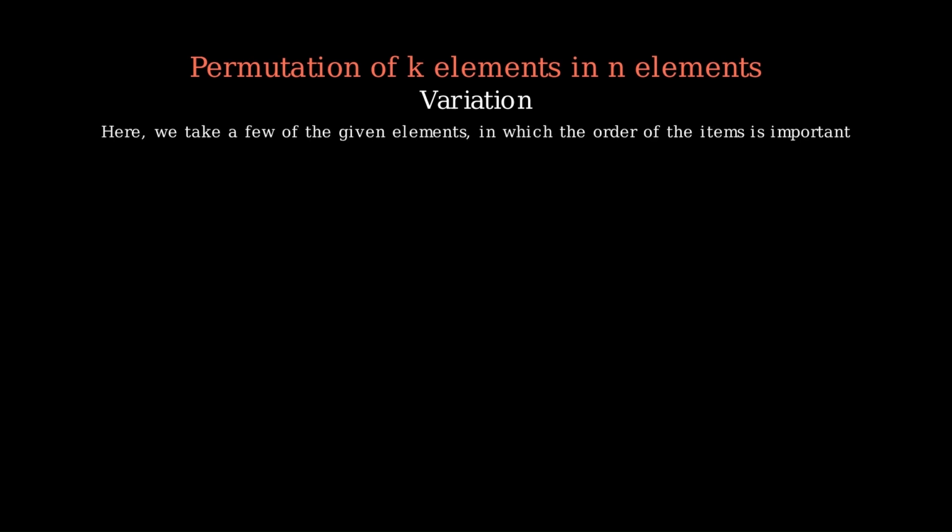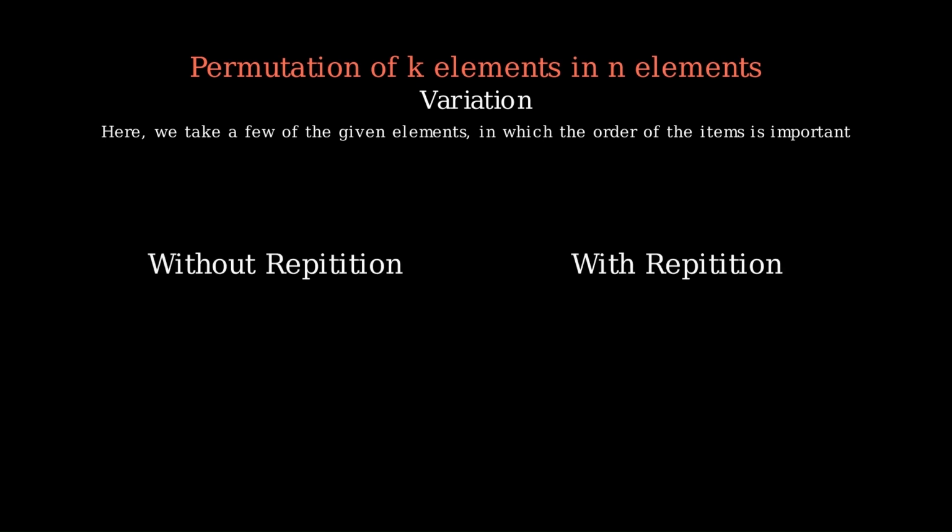Here we take a few of the given elements, in which the order of the items is important. Here, there are 2 ways we can further divide this: without repetition and with repetition. It will get easier to understand once we jump into the examples. Let's start with without repetition.